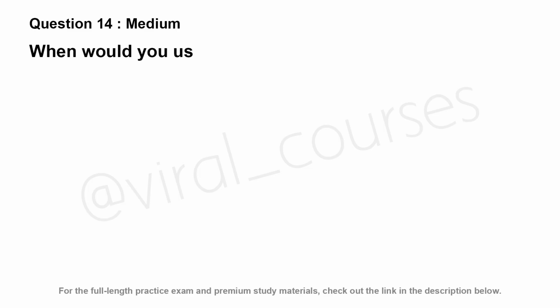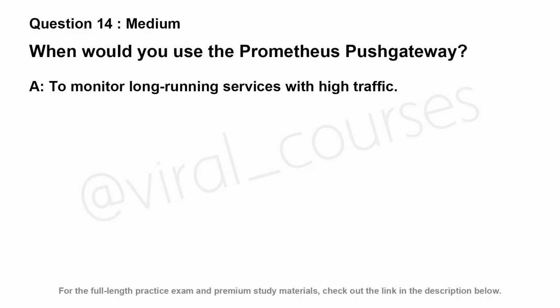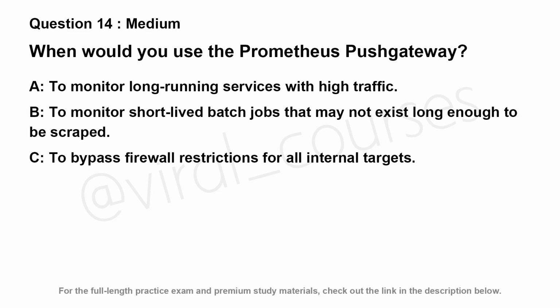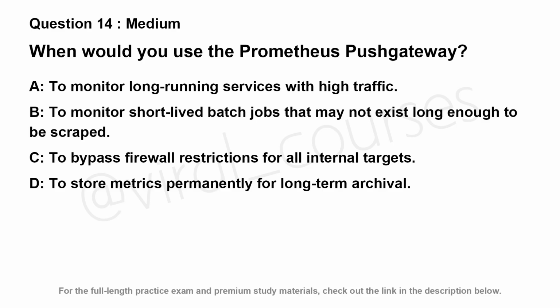When would you use the Prometheus Pushgateway? Option A, to monitor long-running services with high traffic. Option B, to monitor short-lived batch jobs that may not exist long enough to be scraped. Option C, to bypass firewall restrictions for all internal targets. Option D, to store metrics permanently for long-term archival.